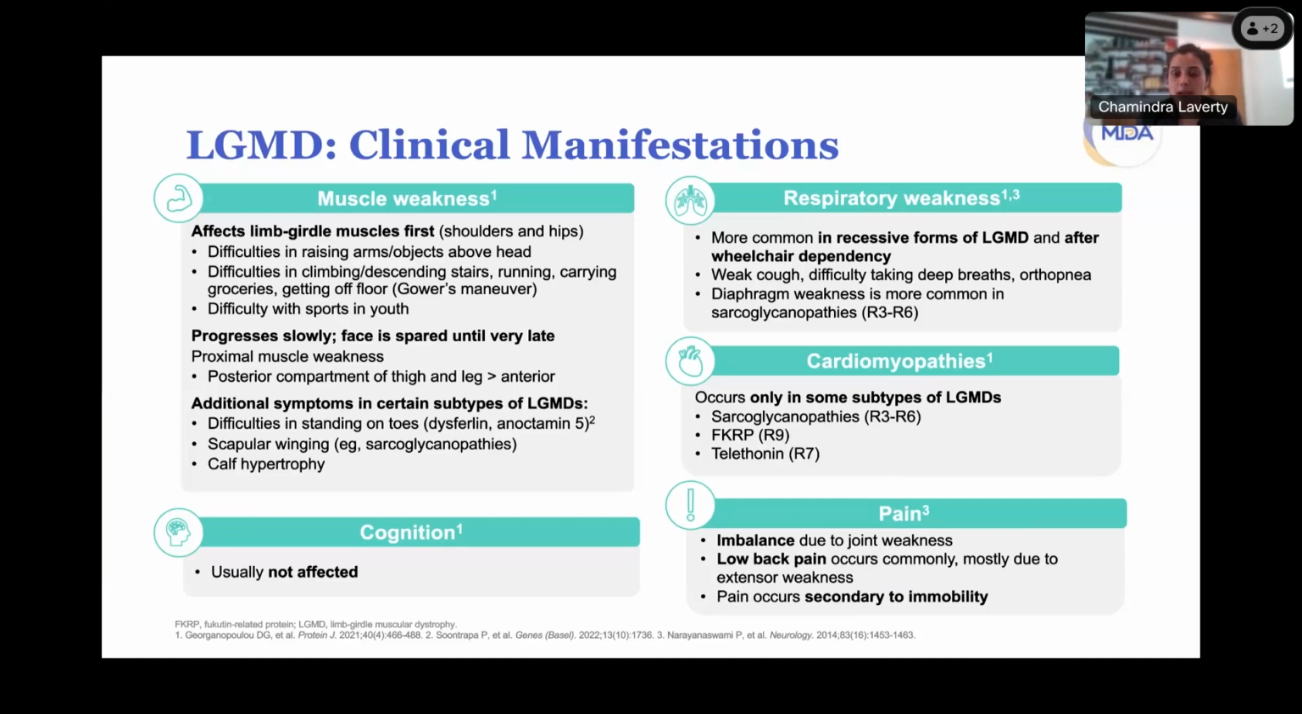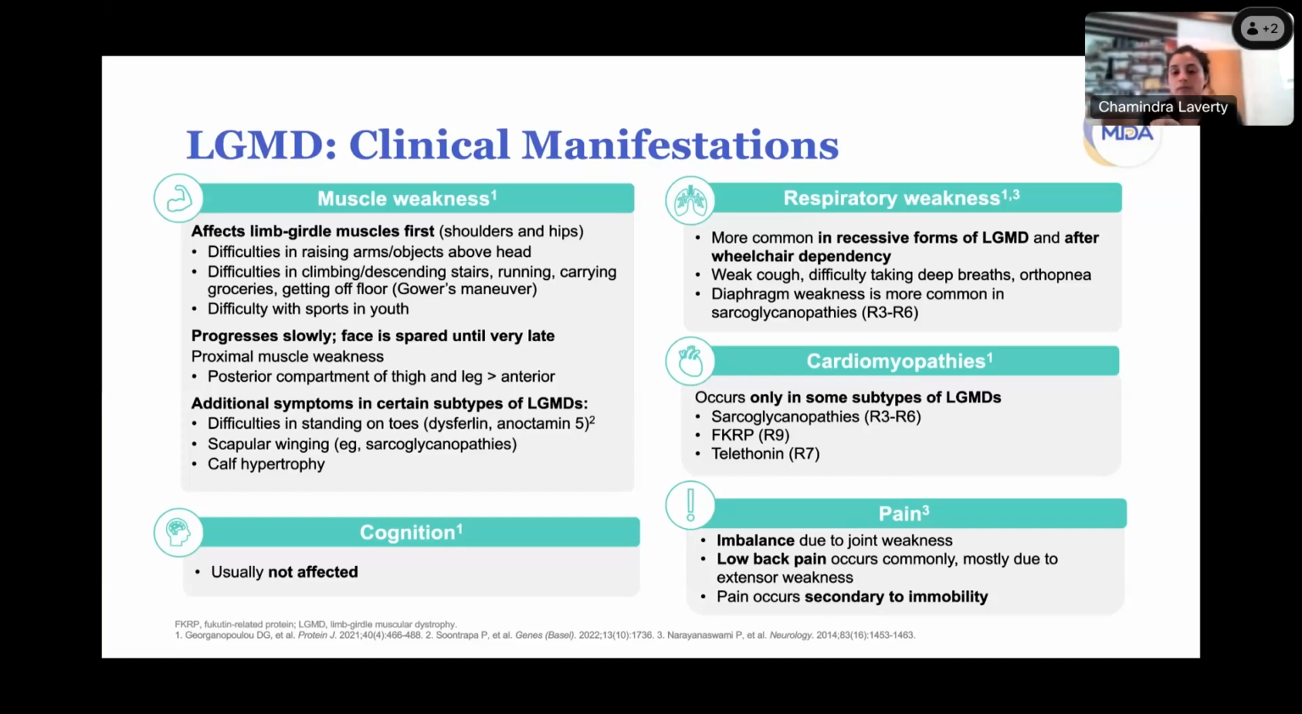Pain, unfortunately, does happen with limb-girdle muscular dystrophy and is often because of weakness across a specific joint, because of imbalances, because one set of muscles across the joint are much stronger than the other counterbalancing set of muscles. For instance, it can happen across the back because of weakness in the back extensor muscles. It can happen across the shoulder, and it can even happen across knees because of the hamstring being a lot weaker than the quad. A lot of pain can happen secondary to immobility.